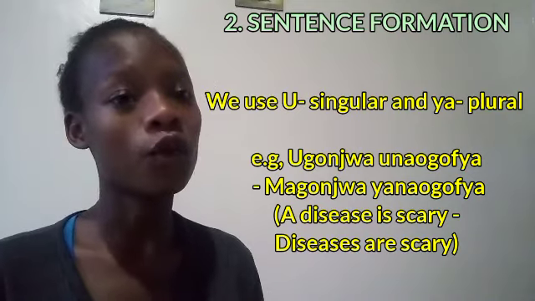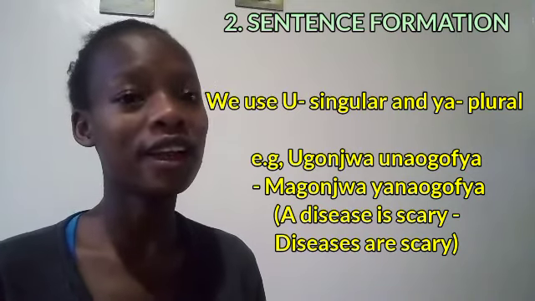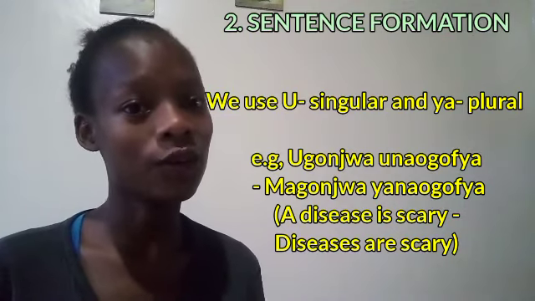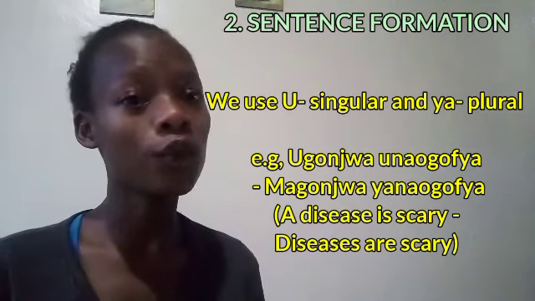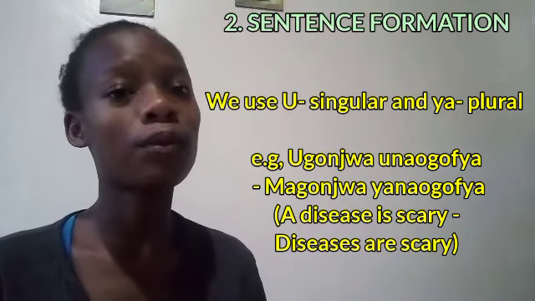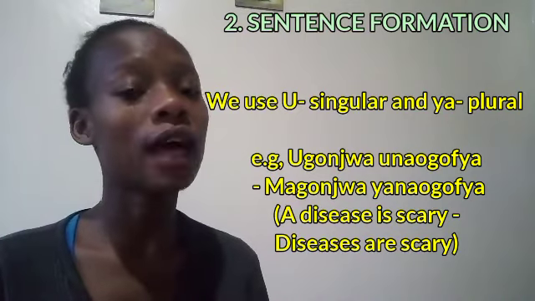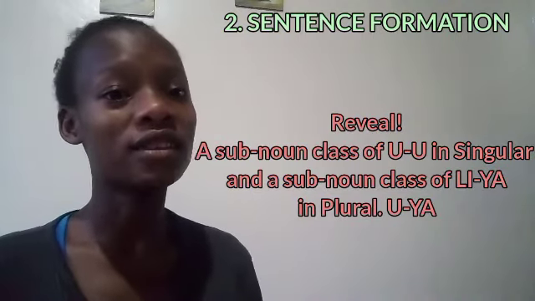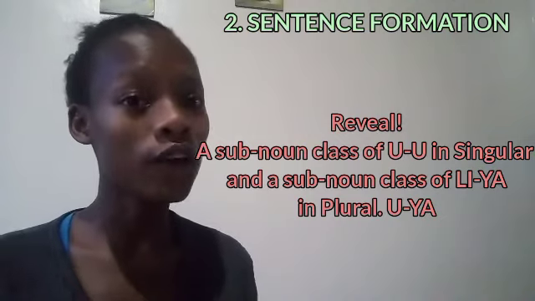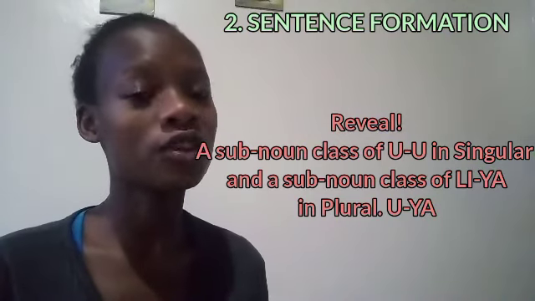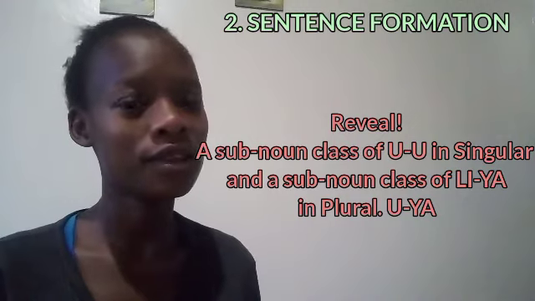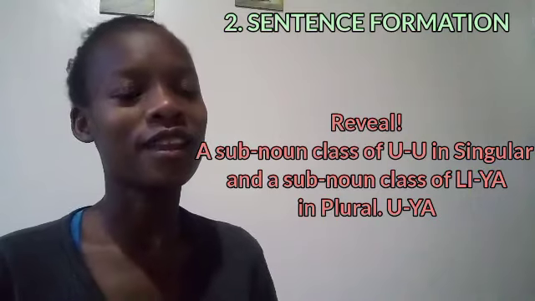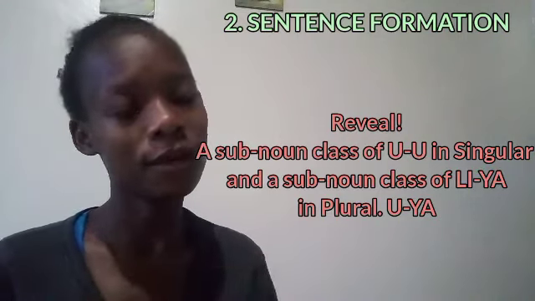Yanaogofya. Magonjwa yanaogofya. If you cannot see it clearly, maybe you can see the pattern of the Liya noun class or the Jima noun class. Why am I saying this? In the plural, this class used ma for the plural, and here in the sentences, it is using ya. So you can see that it is a sub-noun class of the UU in singular and the Liya or Jima in plural. I hope you can note that difference. If you can't, just ignore it and continue with the lesson the way we had before.